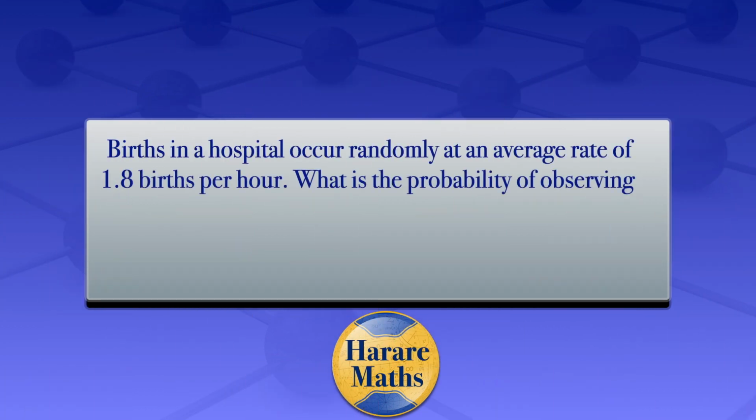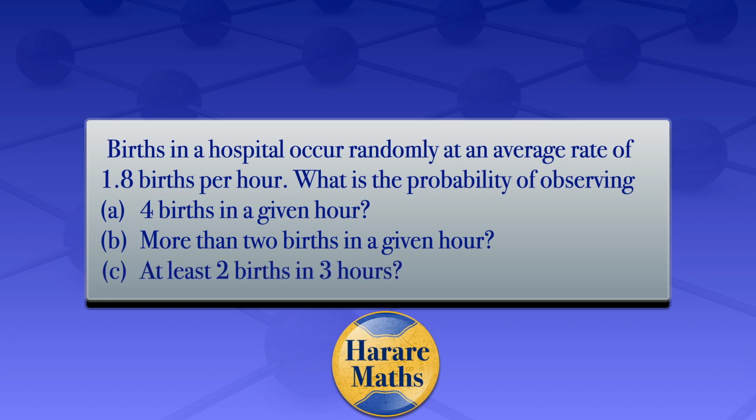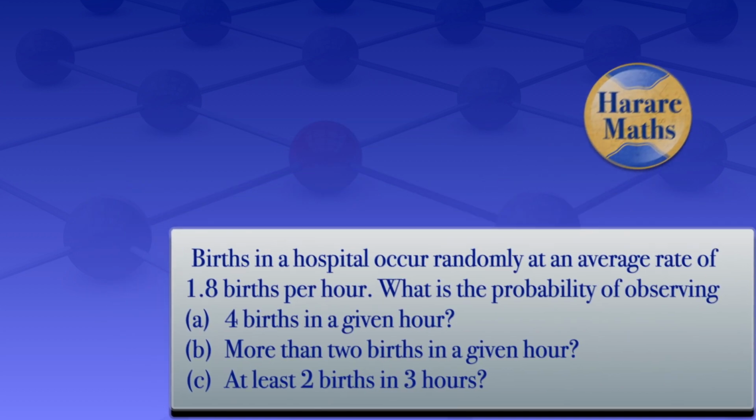Beds in a hospital occur randomly at an average rate of 1.8 beds per hour. In this video, I'm going to find the probability of observing 4 beds in a given hour, B, more than 2 beds in a given hour, and lastly, I'll look at observing at least 2 beds in 3 hours. So that's the information that we are given there.